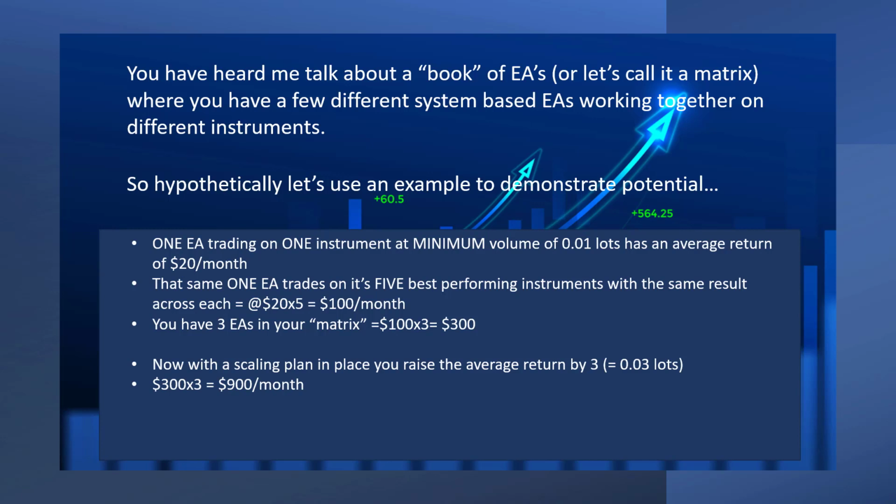Now we're getting into a really interesting place, but of course, we can make that even more interesting by doubling it, i.e., doubling the number of EAs that are in your matrix. And let's say they're all performing at the same level. We can do it by adding another 3 EAs. And you can do the math yourself. If we multiply that monthly return times 2, then you're getting a power of this. And we're only doing it on 0.03 lots.